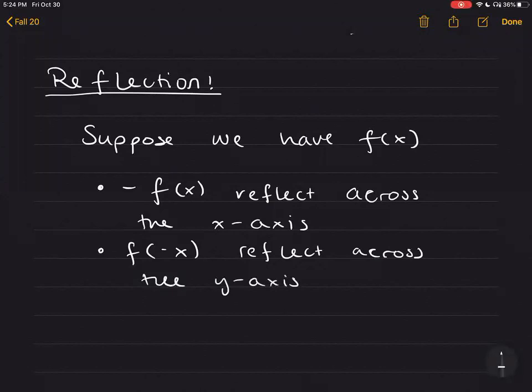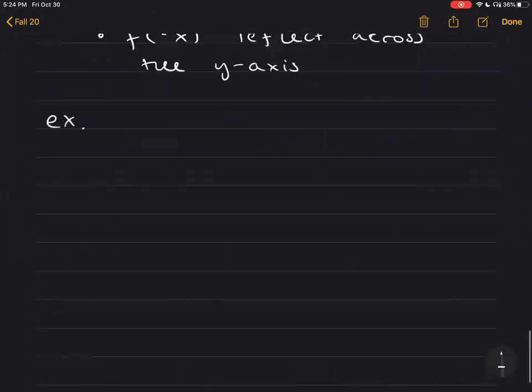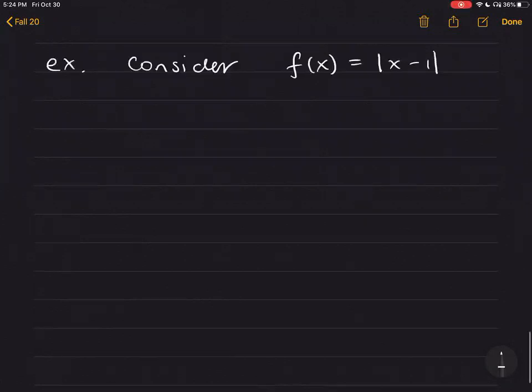So for this one, let's consider maybe something a little more complicated so we can really see what these reflections are doing. So let's look at f of x equals the absolute value of x minus 1. And so if we look at a graph of this first, so we can compare it later.